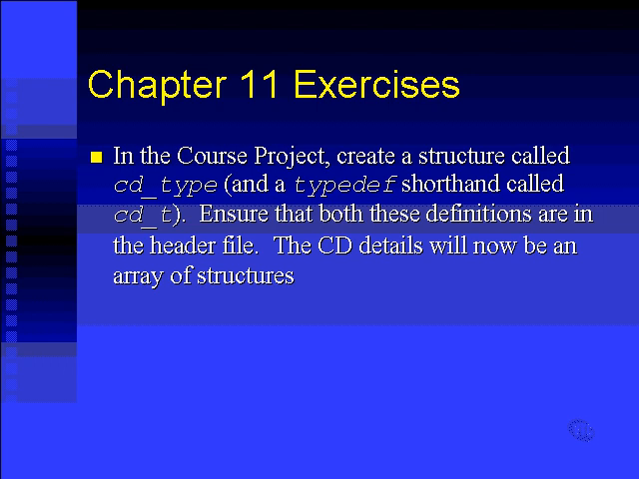So we're going to create a structure called CD type, and then we're going to create also a typedef shorthand called CD_T. Both of these definitions we're going to put in the header file. And if you're wondering how we're going to do this, before, remember, we had an array of titles, an array of artists, an array of prices, an array of number of tracks, and so on. Now we're just going to have an array of structures.